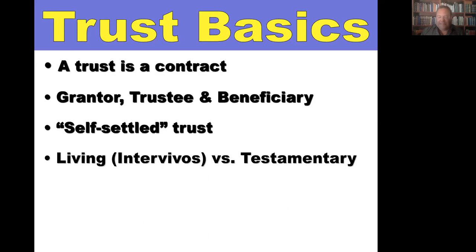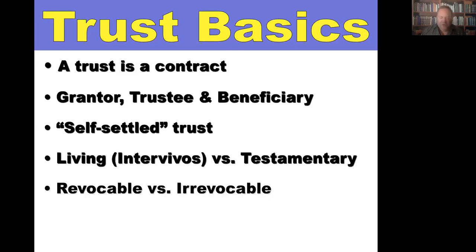Well, your will could say that I leave everything to my grandchildren, but if they are under 18 at the time I die, a trust will be created for those beneficiaries. And that's how you do a testamentary trust. There are revocable and irrevocable trusts. Now, obviously, a testamentary trust is irrevocable because you can't revoke it after you're dead. But living trusts could be revocable or irrevocable.